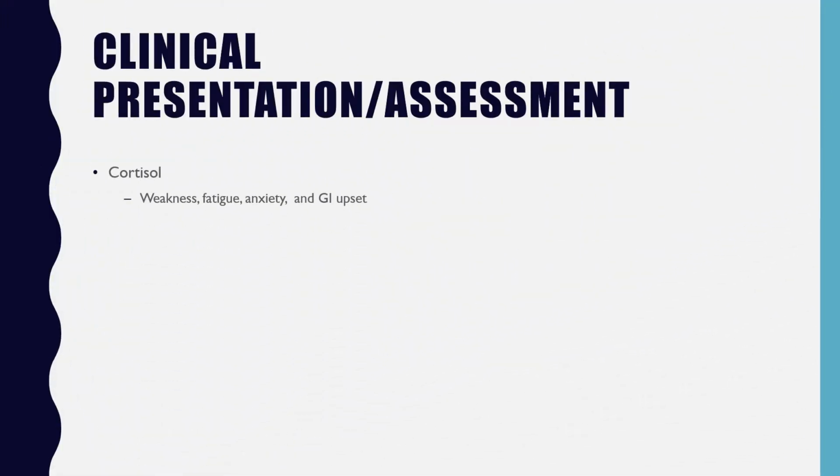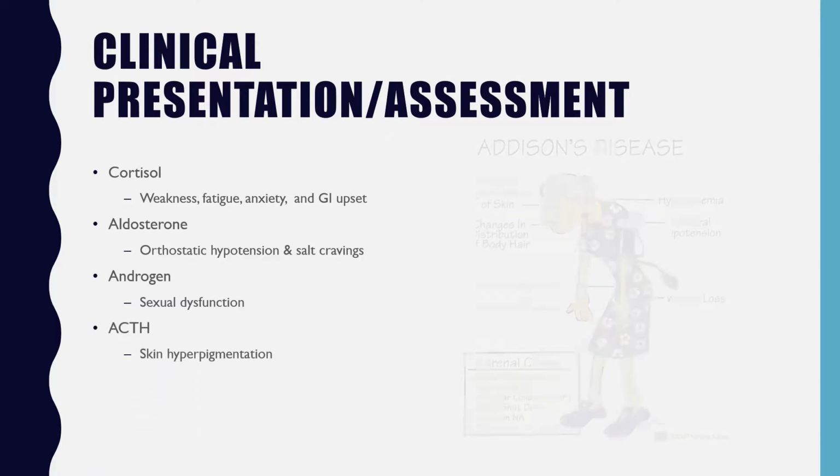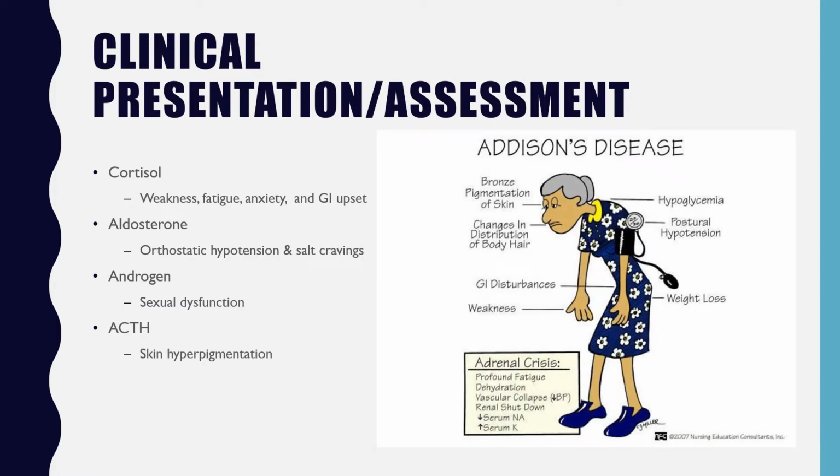Clinical presentation and the assessment of Addison's disease. So the signs and symptoms of Addison's disease have a direct correlation with the depletion of the glucocorticoids, or the cortisol levels, the mineralocorticoids, or the aldosterone levels, and the androgen levels in the adrenal cortex. Some low cortisol symptoms include weakness, fatigue, anxiety, and GI upset. Symptoms of low aldosterone levels include orthostatic hypotension and salt cravings.